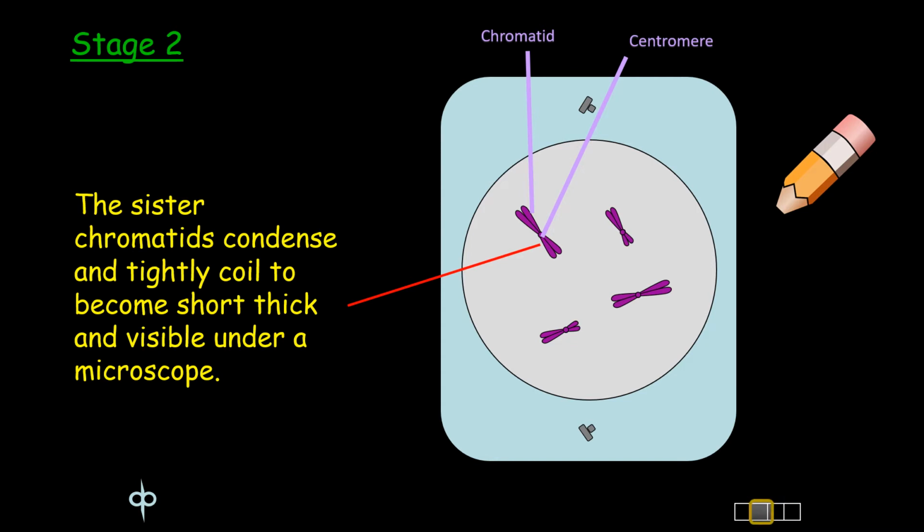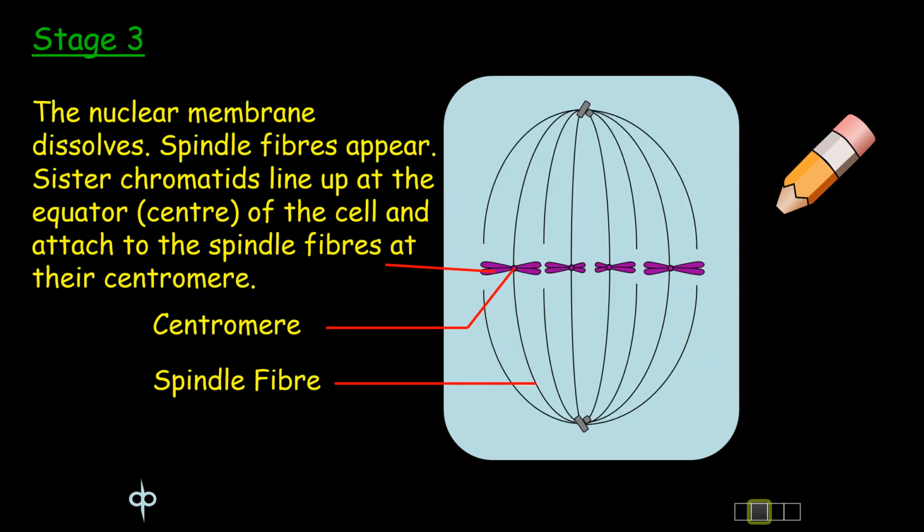So you would take a note of stage 2 now. In this stage, you'll notice that the nucleus has disappeared. So for stage 3, we would write down that the nuclear membrane dissolves and then the spindle fibers appear. So they appear from these poles. Here are the spindle fibers that I'm highlighting in red.